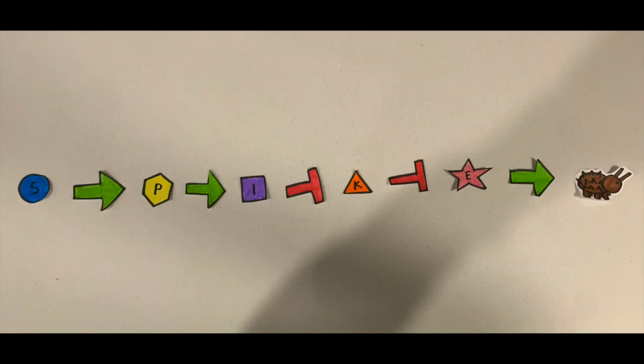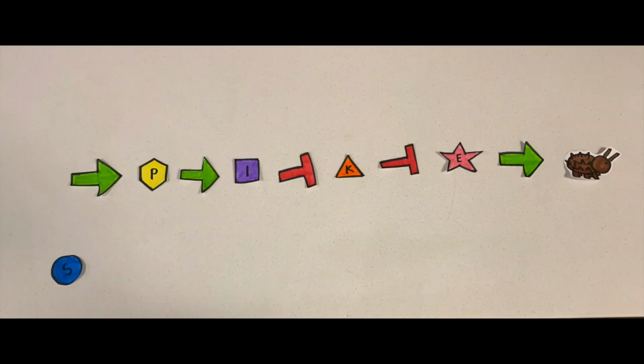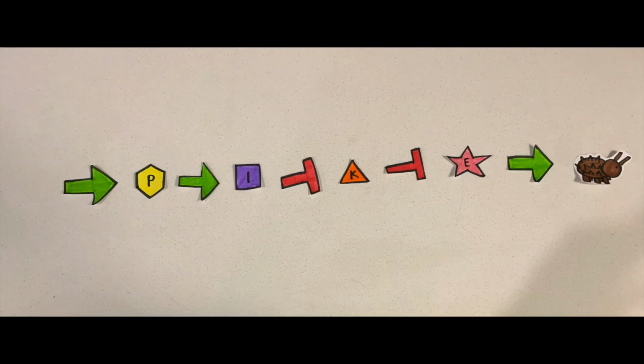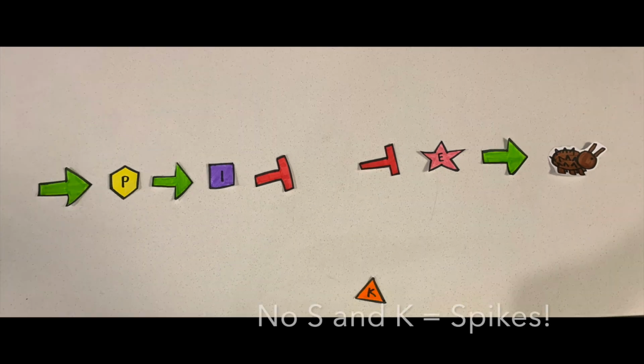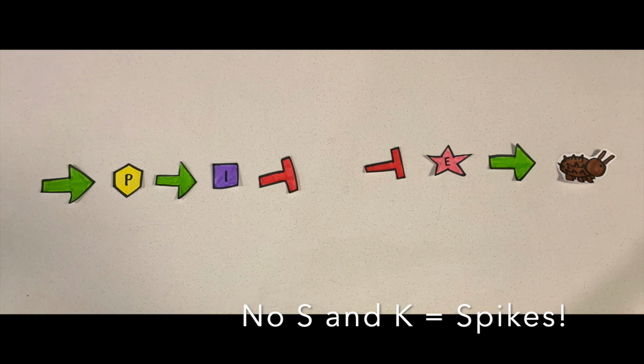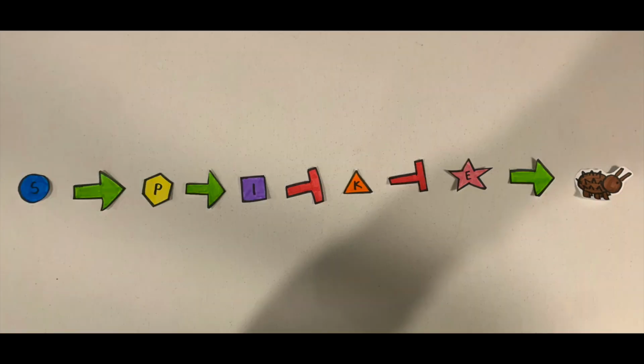Lastly, what if both S and K no longer work? The absence of S results in the inactivation of P and I. As a result, nothing is there to inhibit K. However, because we also no longer have the K gene, E will not be blocked and spikes will still be able to form.